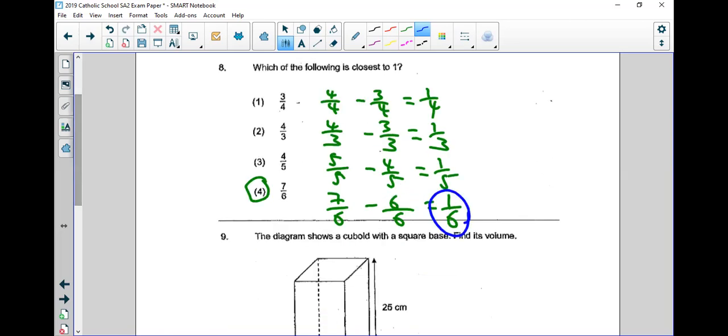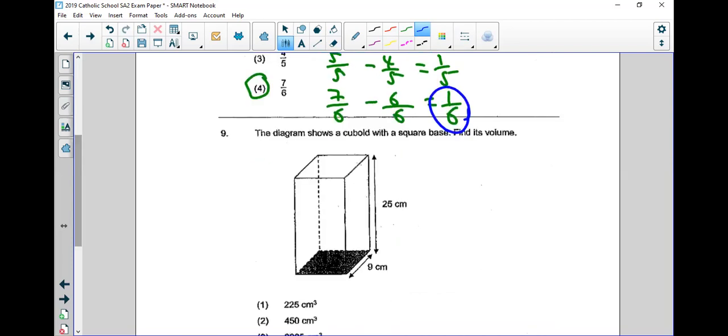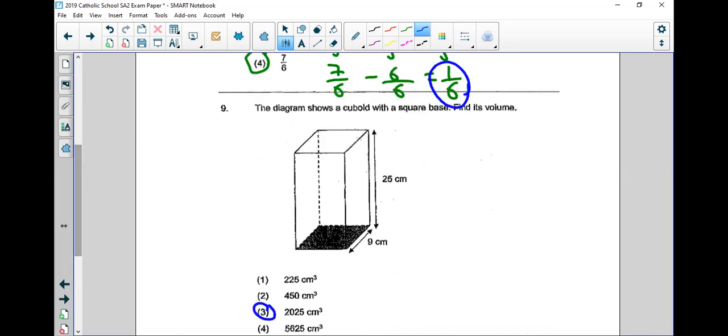Okay, all right, let's go to question number 9. The answer for question 9 is number 3. Okay, now the cuboid is standing. It has a square base. So square base means all the sides are the same. So how do you find the volume?